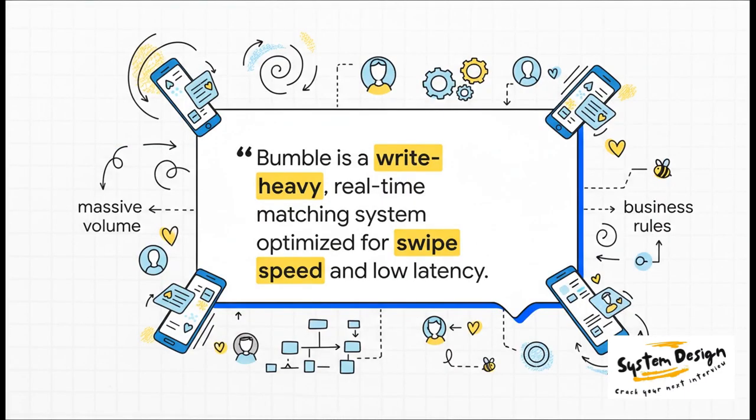You know, this quote from the source material just wraps it all up perfectly. Bumble is, at its core, a write-heavy, real-time matching system optimized for swipe speed and low latency. Every single decision we've talked about comes back to that, being fast, handling a ton of new data, and making sure the rules that define the Bumble experience are enforced by the code itself.